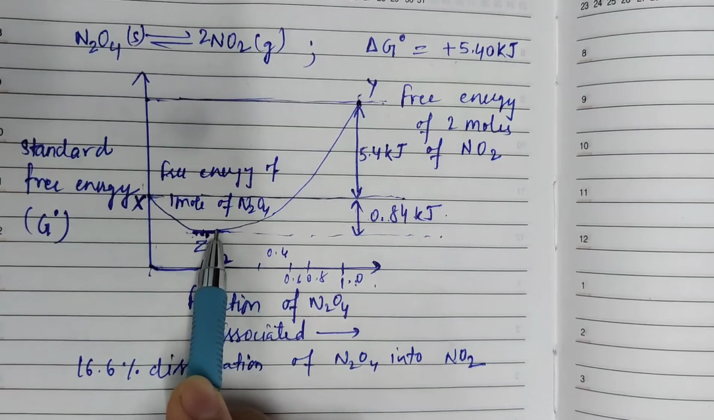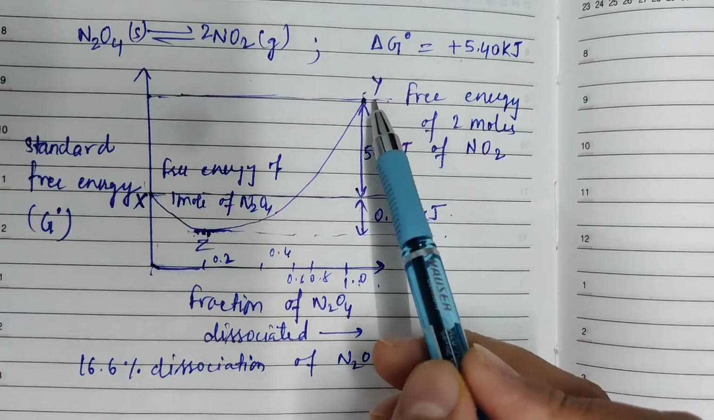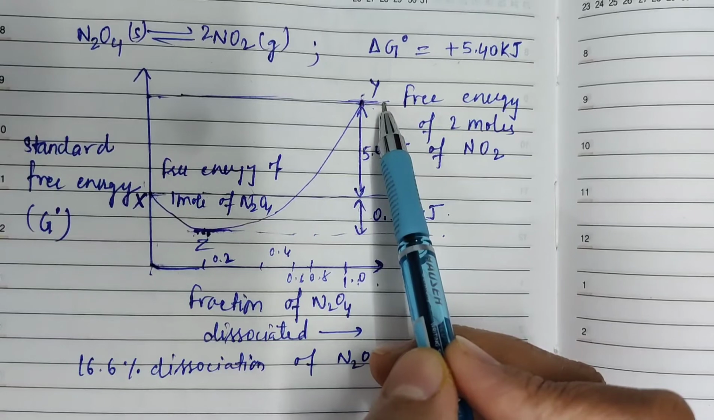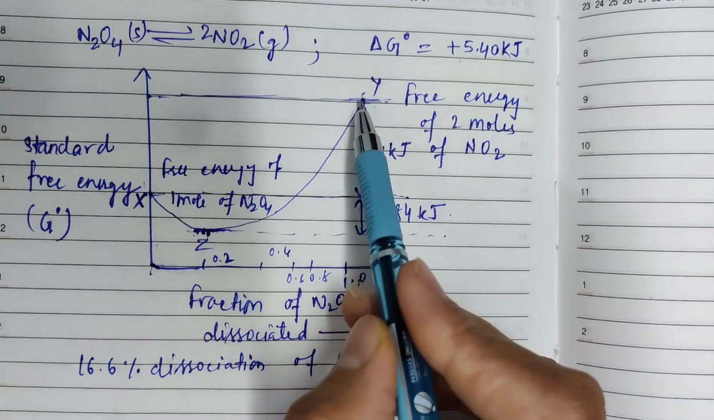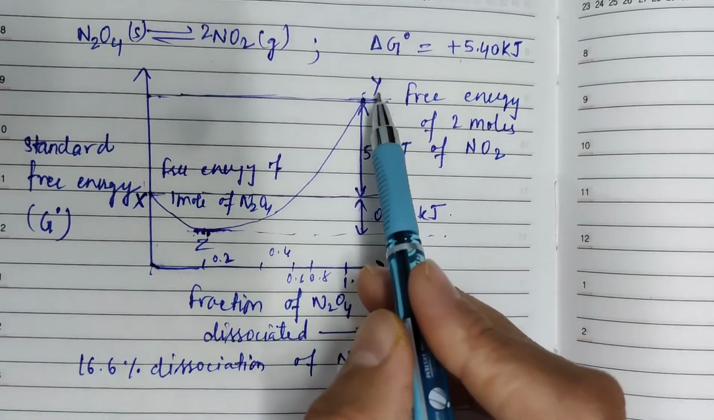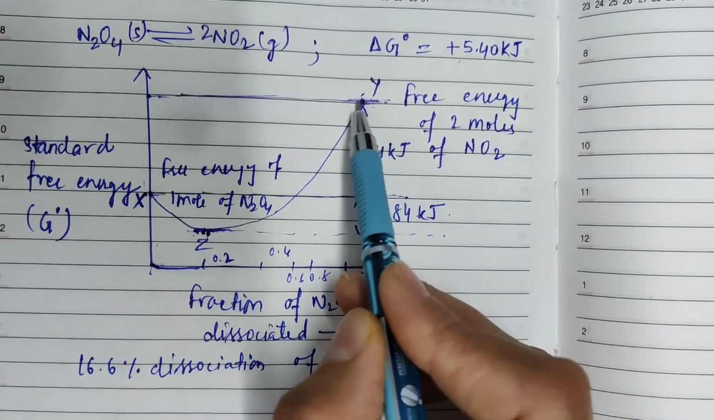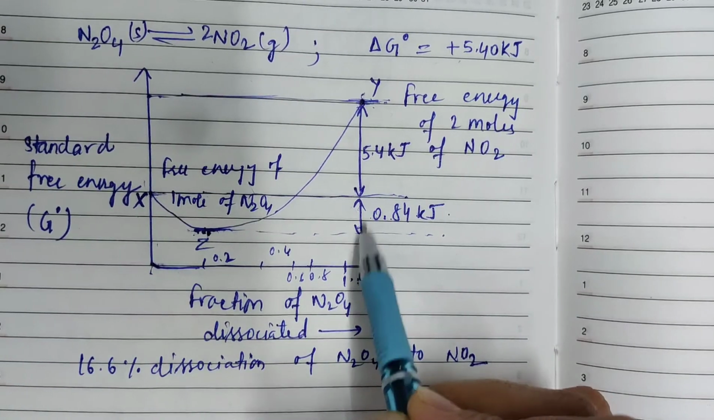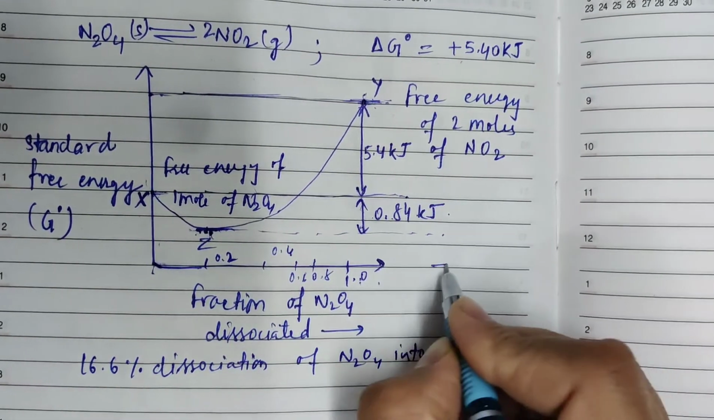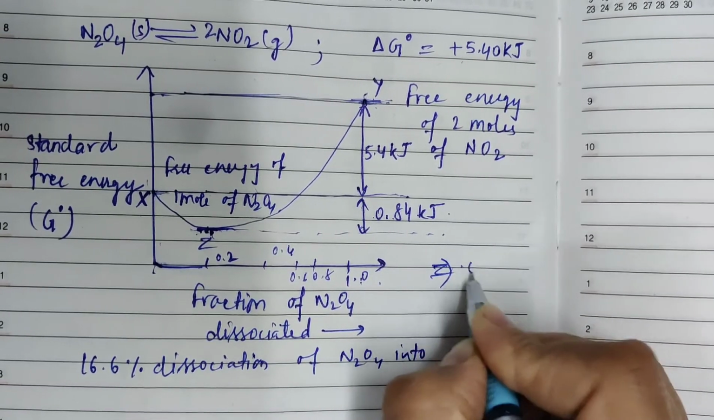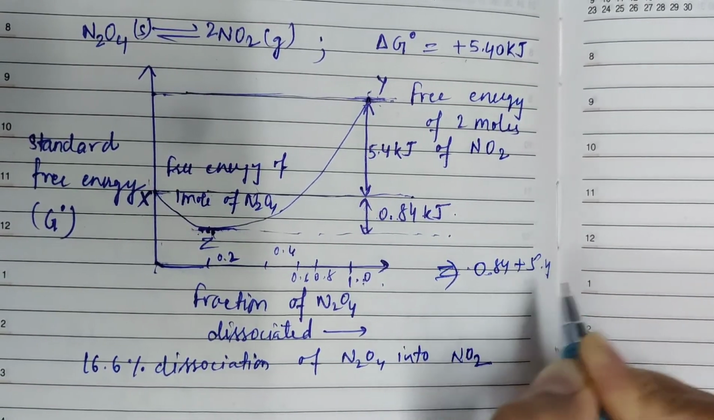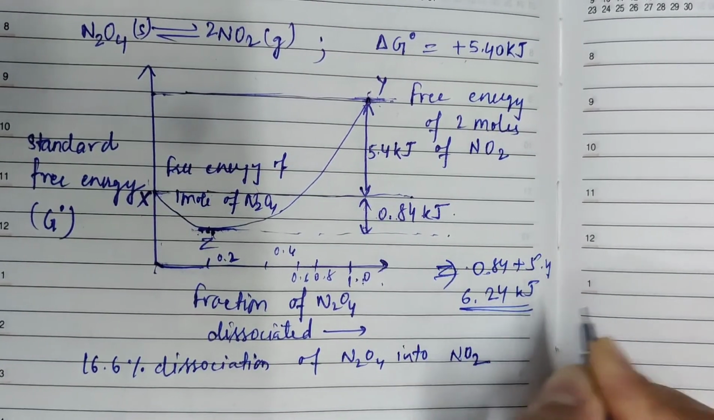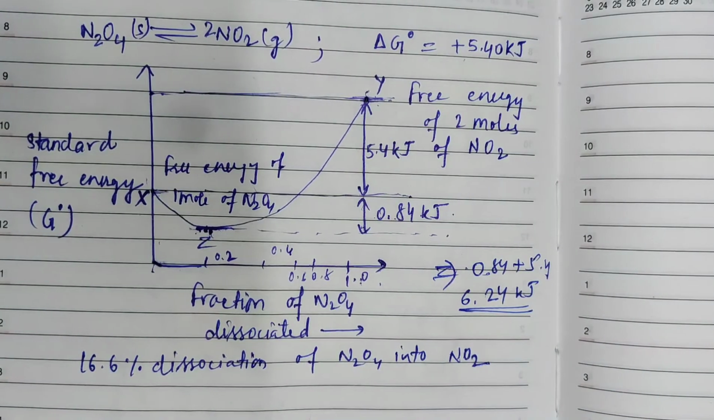And similarly, if you see the free energy when the entire reactant is converted into the product, this is not possible. The complete conversion is not possible. But if that stage is reached, you have free energy more than Z. How much will it be? It will be 0.84 plus 5.4, that is 6.24 kilojoule more than that of your equilibrium point.